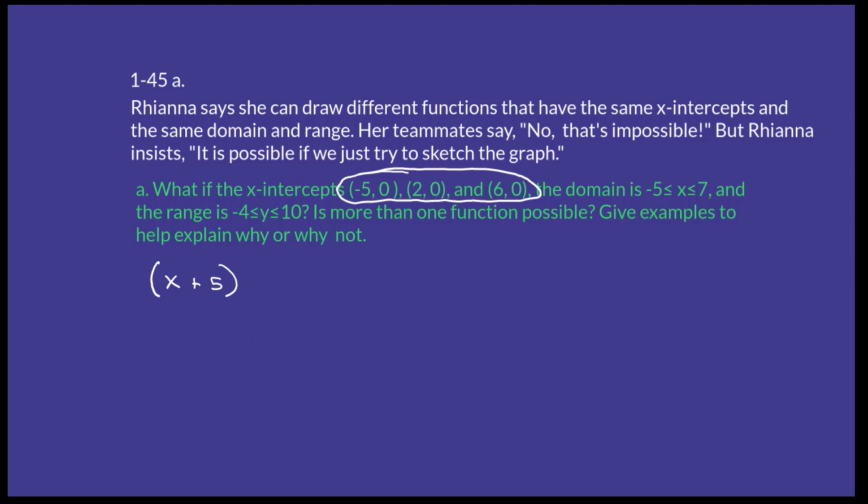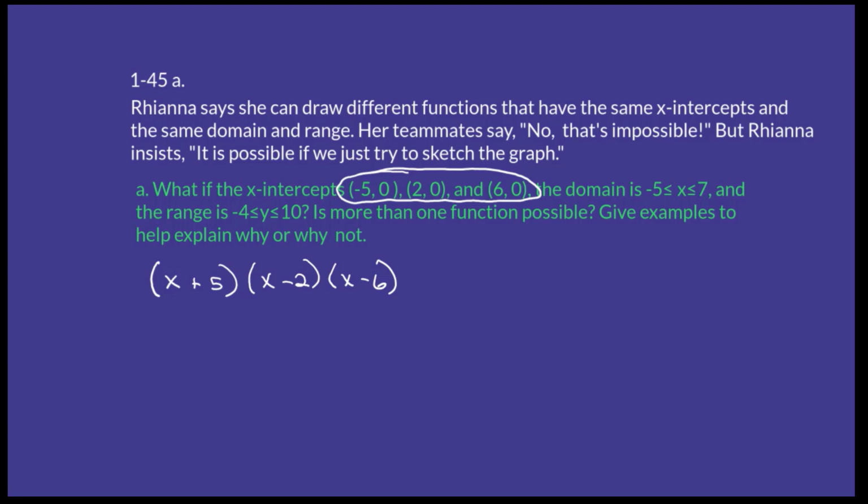So we're going to do the same thing with the other 2. So I'm going to have x minus 2, because if I put a 2 in there, it'll equal 0. Then I'm going to have x minus 6. Again, if I put a 6 in there, it's going to equal 0. So now what I'm going to do is I'm just going to multiply all 3 of them by each other, and I'm going to end up with a cubic equation because I have 3 x's. So I'm going to end up with an x to the 3rd.